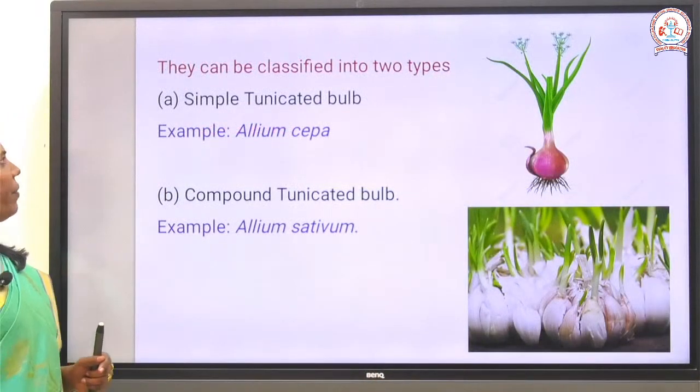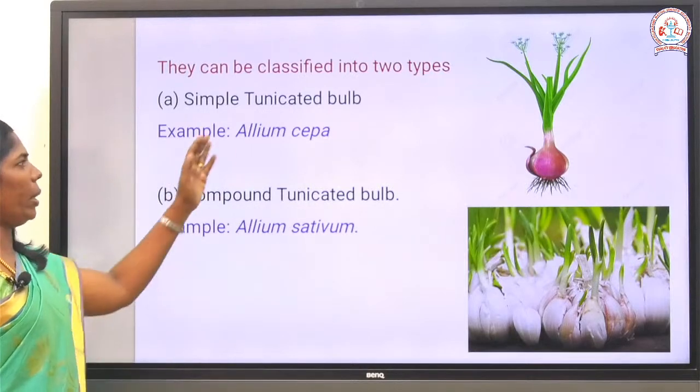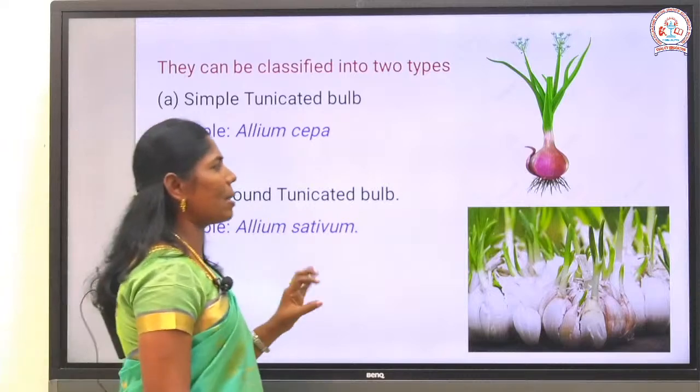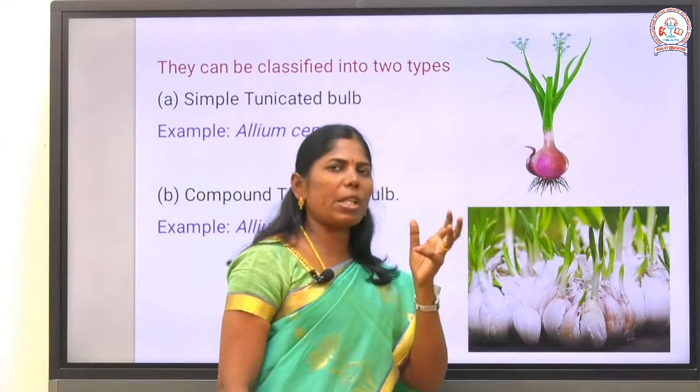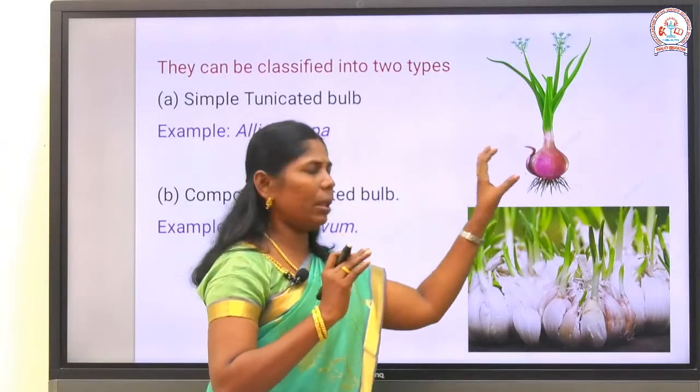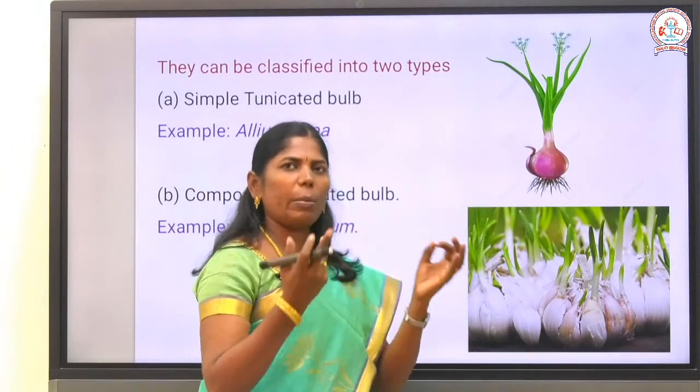They can be classified into two types. One is a simple tunicated bulb, another is a compound tunicated bulb. The simple tunicated bulb has a single stem, and around the single stem there is only one layer. That layer is removed, and we can remove it easily.